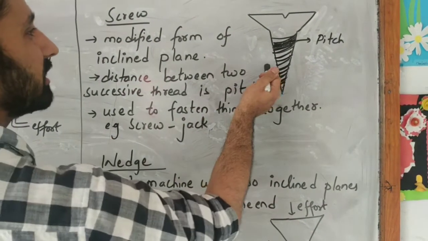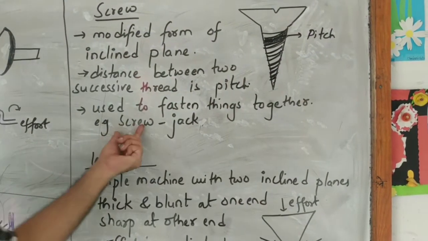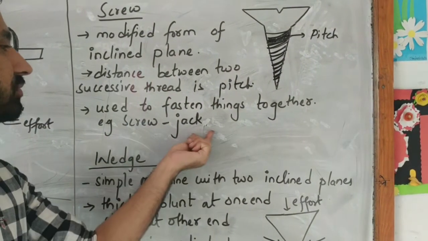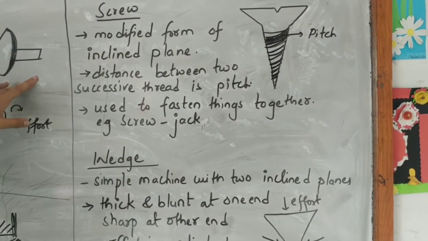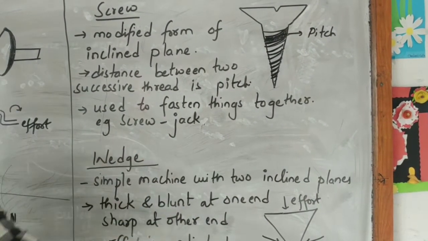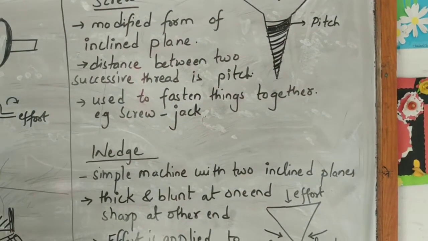Now the example of a screw is one screw itself, and the second one is the screw jack. I think you all know this screw jack. Whenever the tires of a vehicle get punctured, then we use a jack to lift the vehicle. That is a screw jack. That is also an example of a screw.